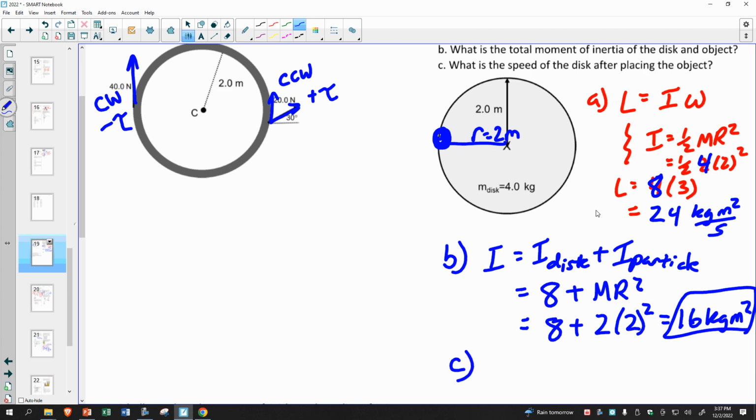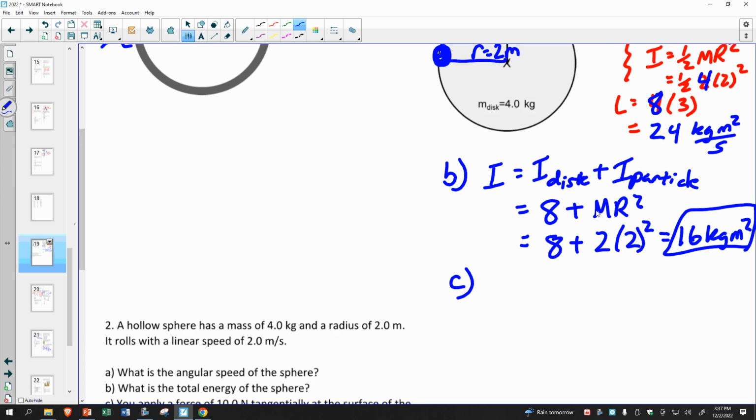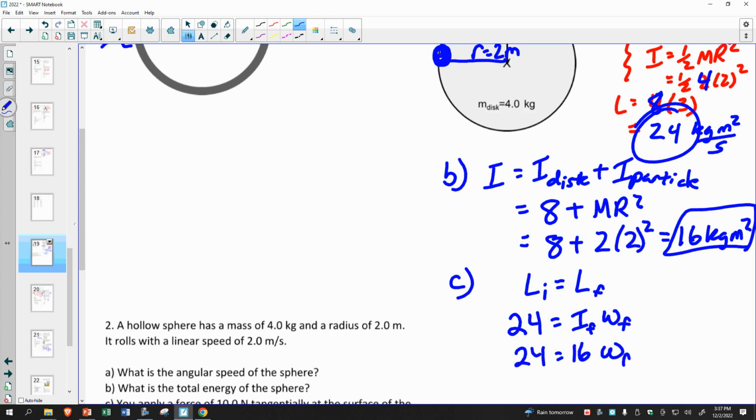And then finally C, which is sort of everything we're building up to here. What is the final speed? So Li is equal to Lf. Angular momentum is conserved. The initial is equal to the final. My initial angular momentum I've already found, it's 24. If you got part A wrong, I didn't count part C wrong if you did it correctly. Lf is going to be If times omega f. I've already found If, that's 16, times omega f. So omega f is equal to 24 over 16. What's that? 3 over 2, 1.5.